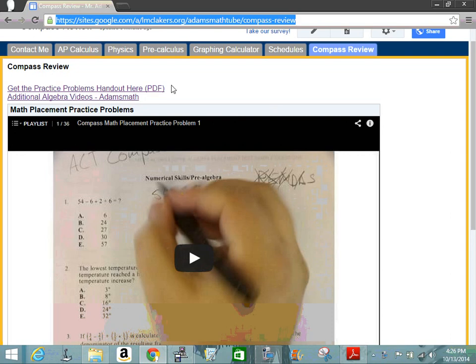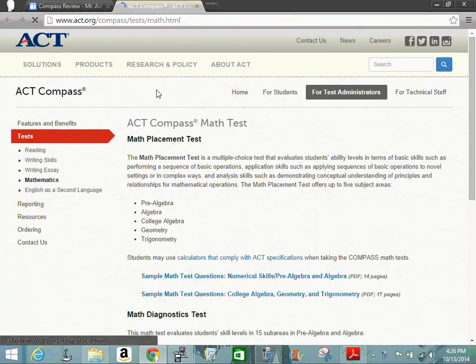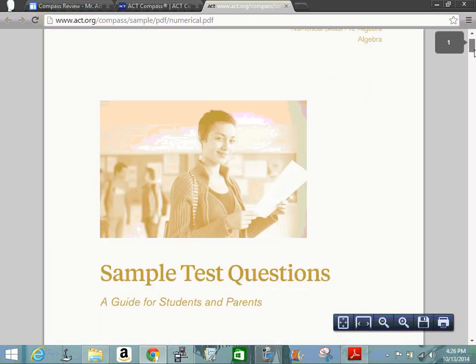But the first thing is I have some practice problems straight from the ACT website. If you click on this link, there's two PDF files you could download. One is the pre-algebra / algebra stuff. If you click on that, that'll open up a PDF file. You could print it off. Basically what I did is I printed it off and I just went through and worked through the problems.